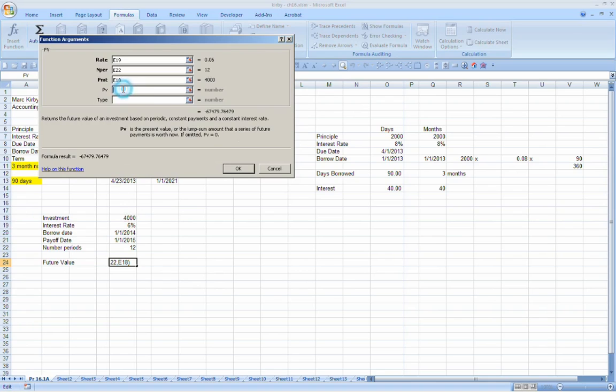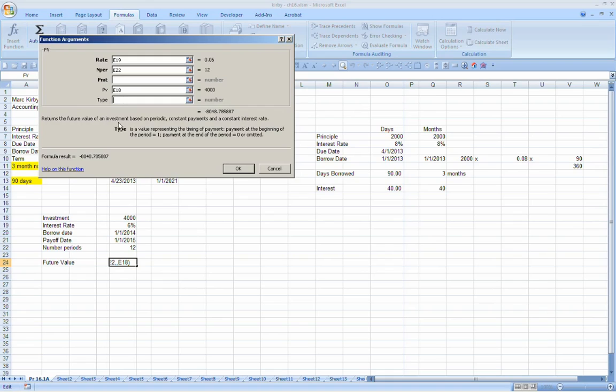4,000 present value. Do I know what the present value is? Oh, yes I do. It's 4,000. Let's take the payments out. Let's assume we're not making any payments. There we go. That's how it works. Sometimes you forget because there's so much detail to this. So my interest rate, the number of periods, my present value. If I was making payments, it would figure it for me.